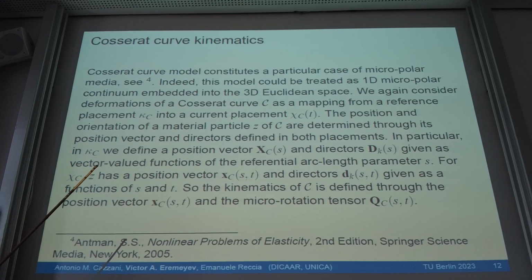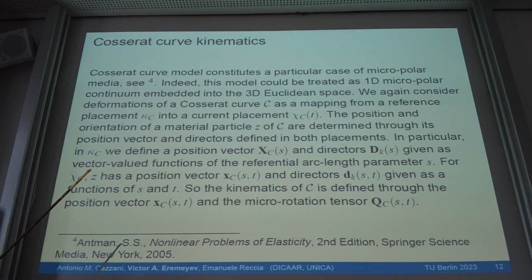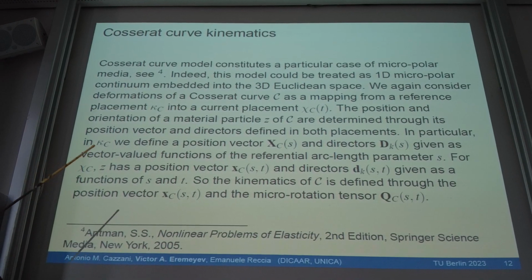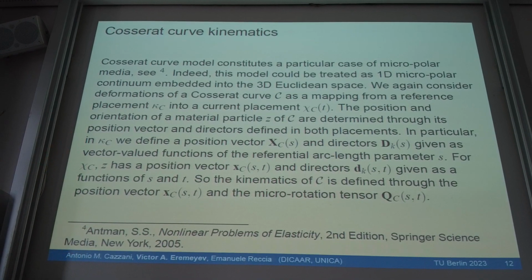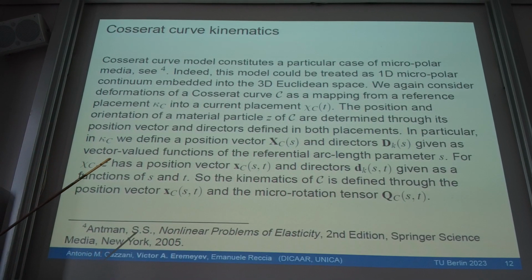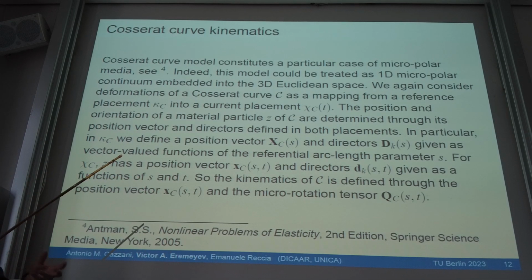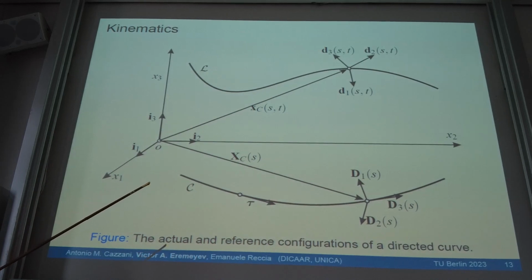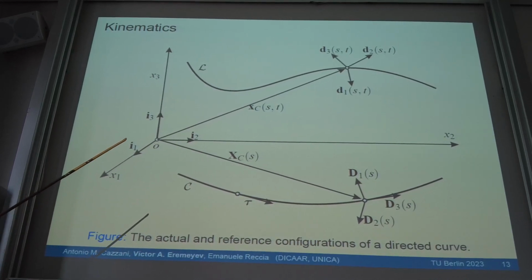Okay, now as I'm speaking about networks consisting of fibers, fibers look like a line, some curves. I will introduce something called the Cosserat curve model. Roughly speaking, the Cosserat curve model is a one-dimensional Cosserat continuum.